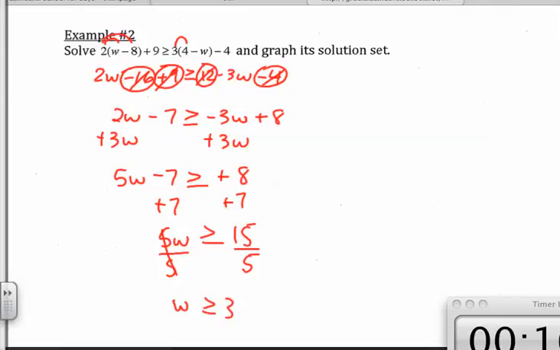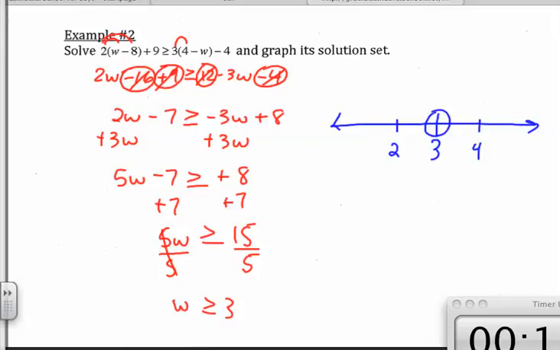Okay? Now, it says to graph the solution set. So I'm going to come up here. I'm going to draw my number line. What's the critical number here, Will? It is 3, right? So I'm going to put 3 in the middle. Since I only have one critical number, I'm going to put some others on here just to give me a sense of what the scale is. I'm going to put a circle around the 3.